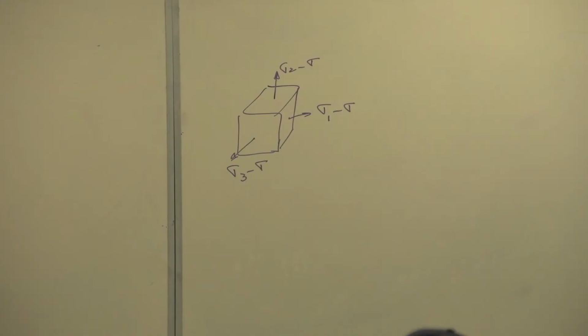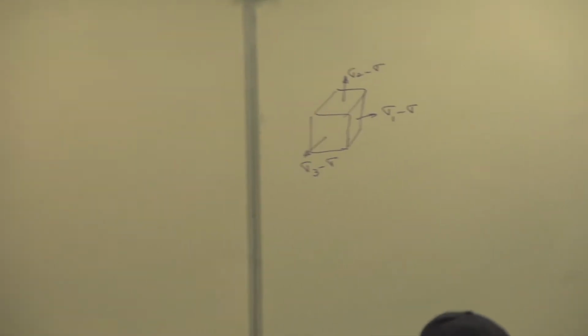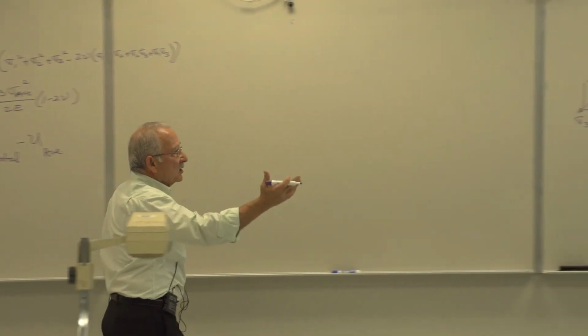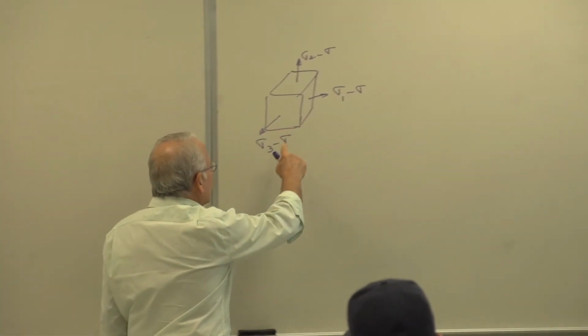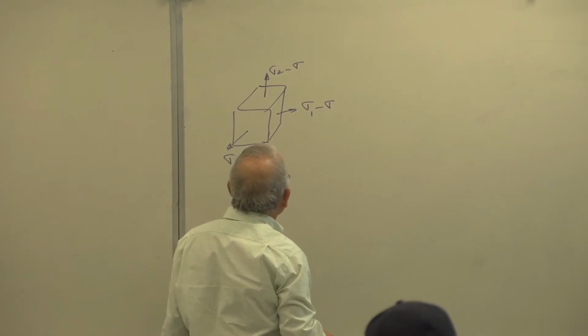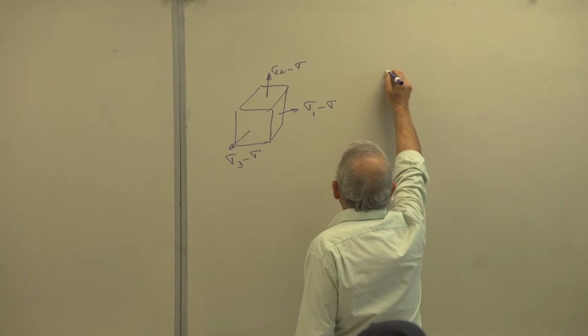We divide it into 2 parts, volume change and shape change. The one that's due to shape change must produce no volume change. So we calculate the volume change due to this state of stress, set it equal to 0, and solve for sigma. How do we do that? I'll show it to you two-dimensionally first, and then we can deduce the three-dimensional from that.